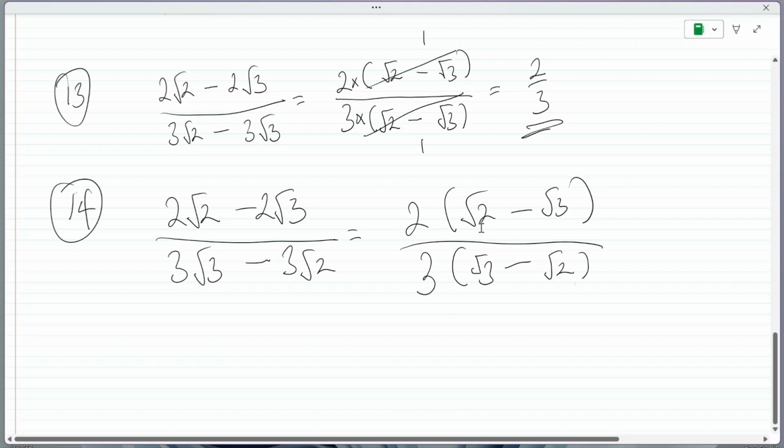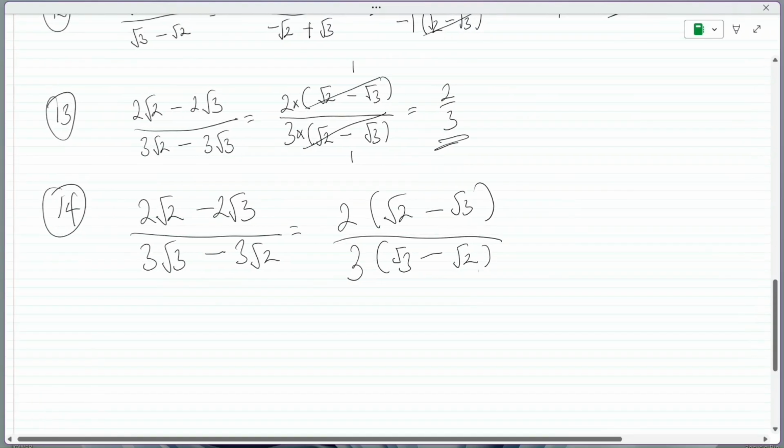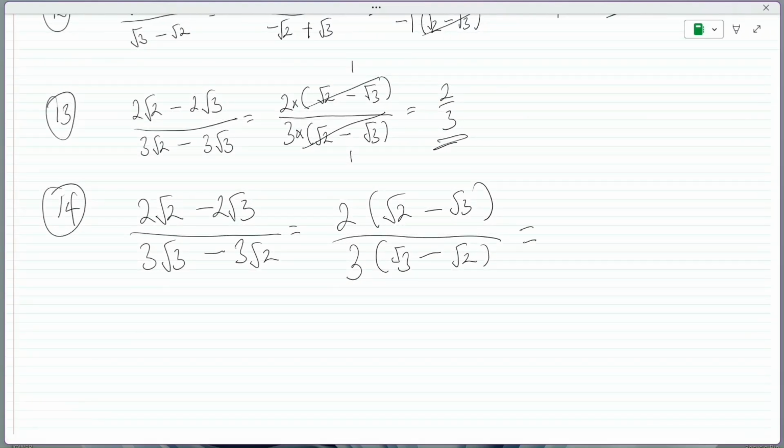Now watch. The root 2 here is positive, but the root 2 here is negative. The root 3 here is positive, but the root 3 here is negative. You can't cancel out, but you can rearrange. You can have it as equals 2 into open bracket root 2 minus root 3 close bracket over 3.